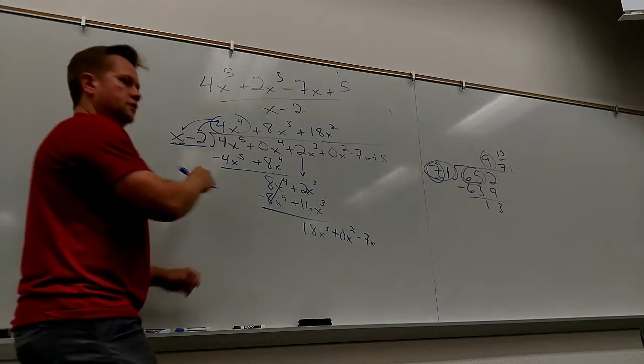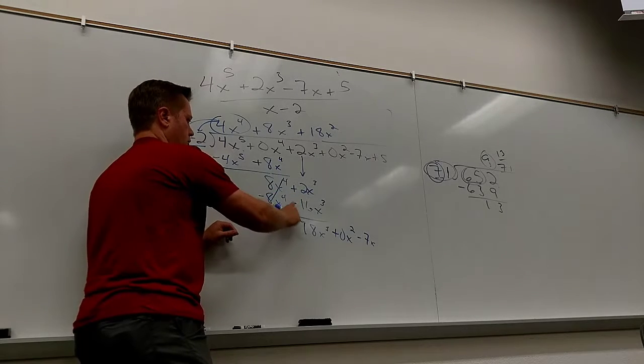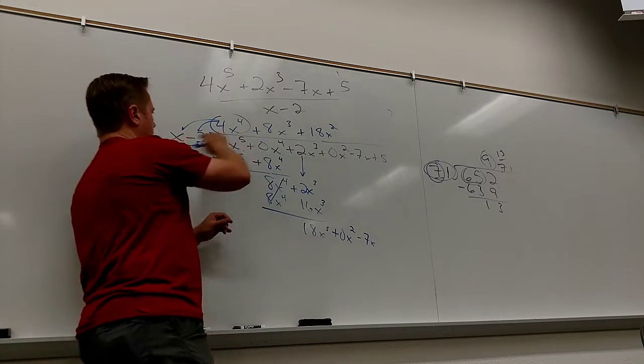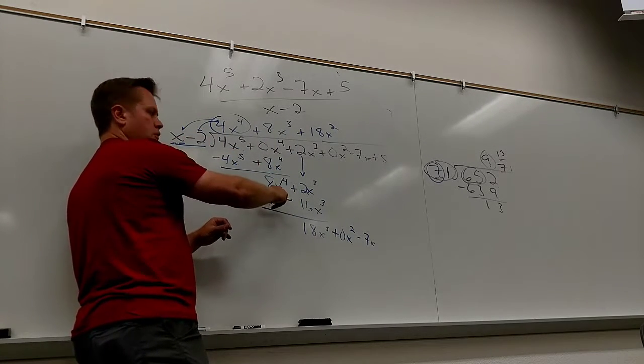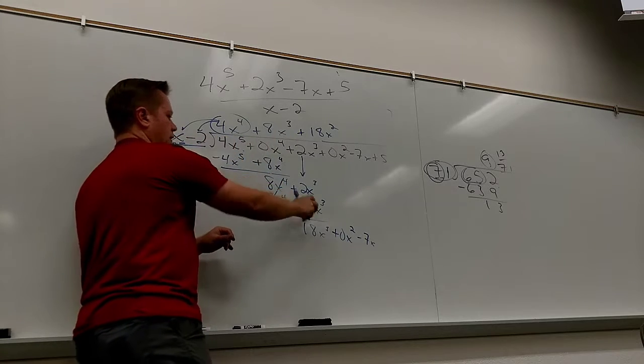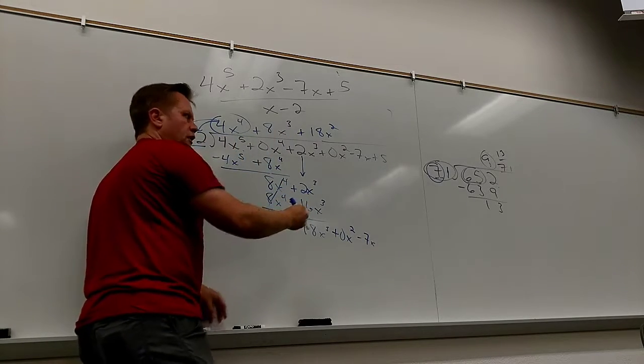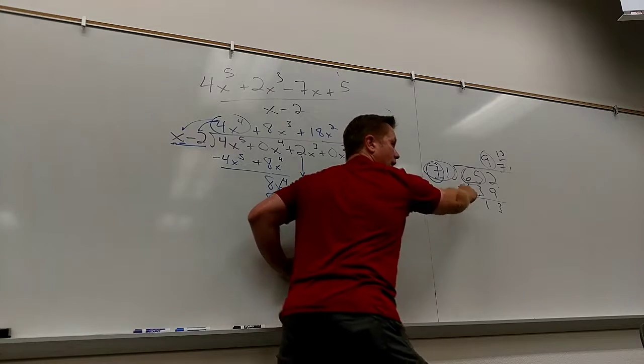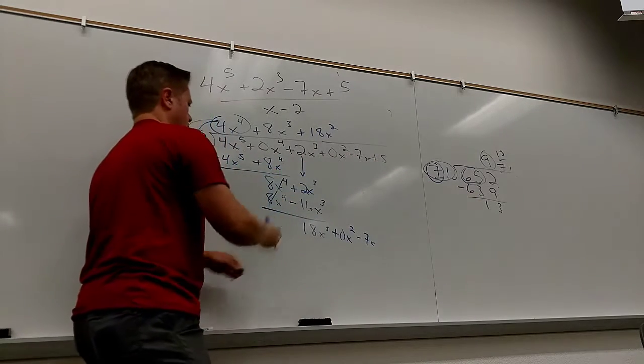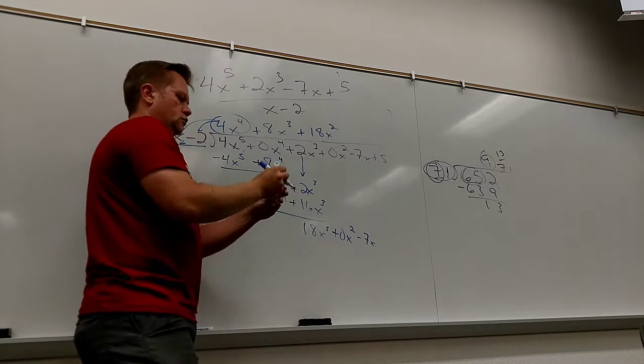It didn't. You see the little black line? So this came out to be 8x cubed times x is 8x^4. 8x cubed times negative 2 is negative 16x cubed, but then we subtract it, so I change the sign. You're changing every single sign in that row. Exactly.